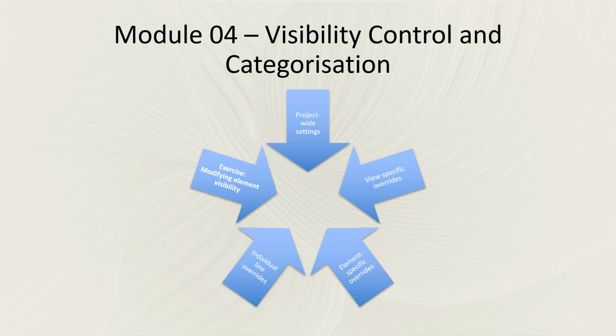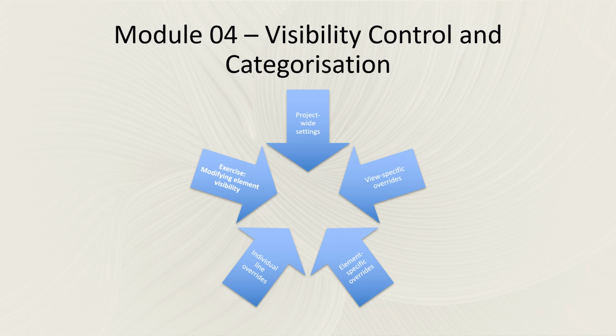In this module, we explore how to control what you see and how you see it within your Revit project. We begin with project-wide settings, which define visibility rules across the entire model. These are your global controls that affect all views unless overridden. Next, we look at view-specific overrides. These allow you to tailor visibility for individual views. For example, hiding certain categories in a floor plan, but showing them in a section.